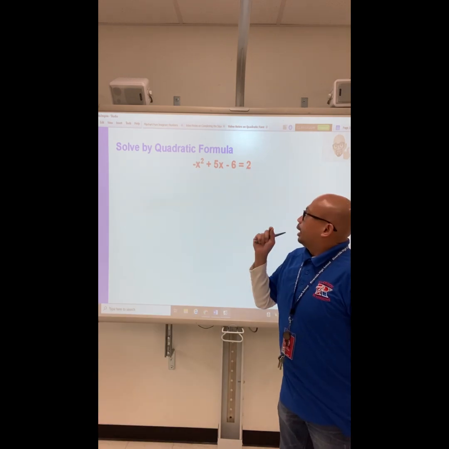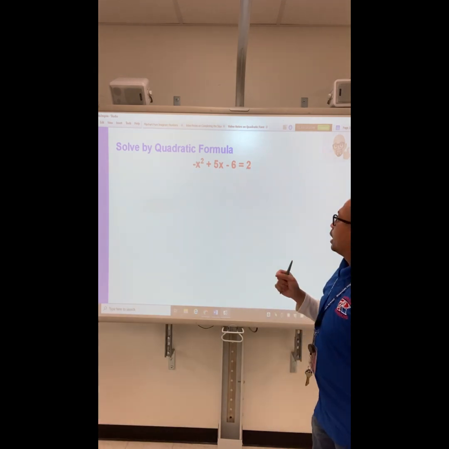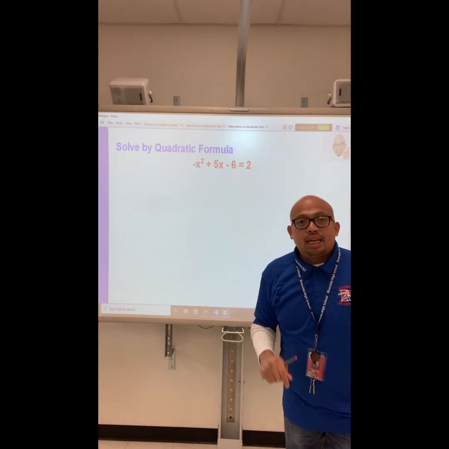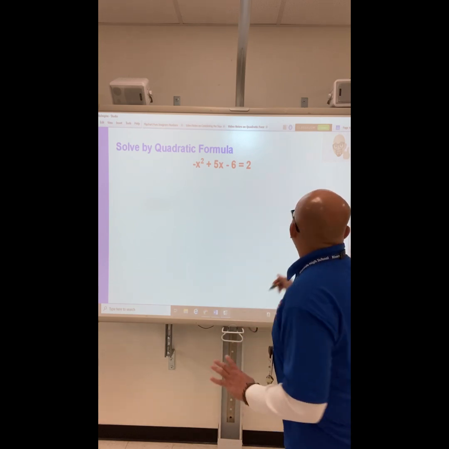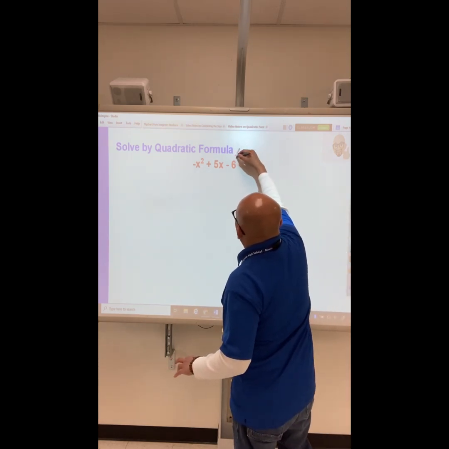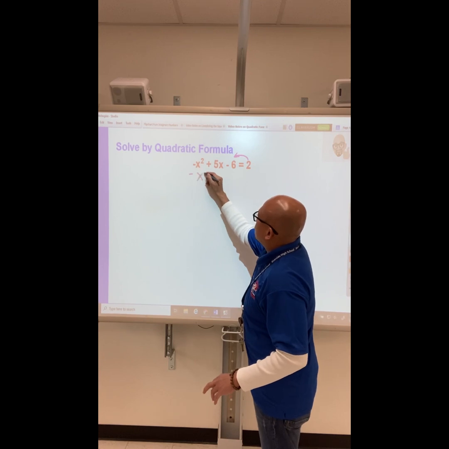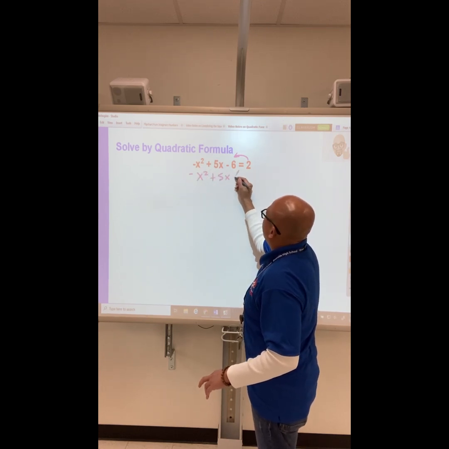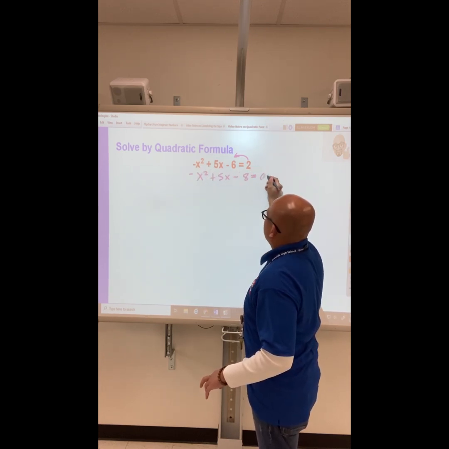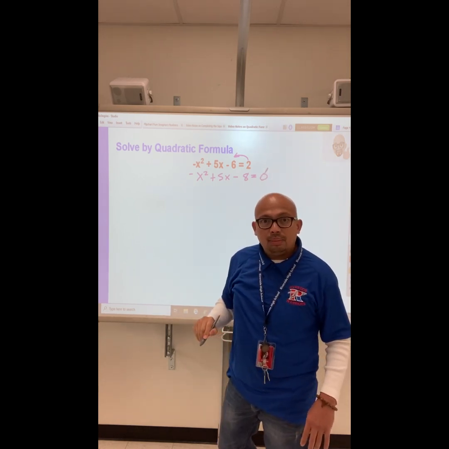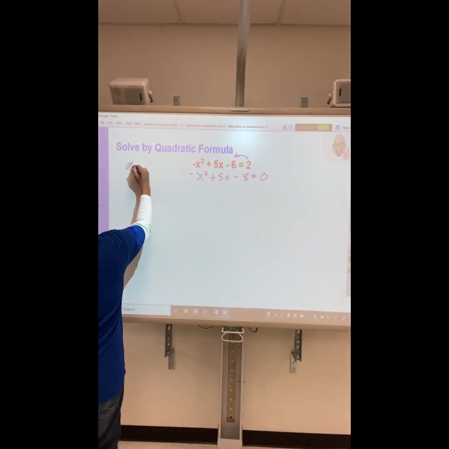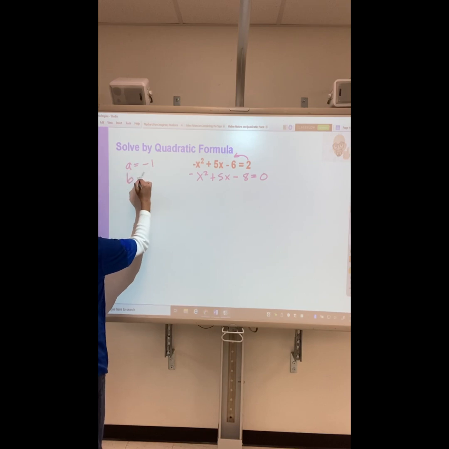Kaboom. Negative x squared plus 5x minus 6 is equal to 2. Is this equal to 0? No. So we have to work it out by moving the 2 to the left, making it negative x squared plus 5x minus 8 is equal to 0. Identify the values of a, b, and c. a is equal to negative 1, b is equal to 5, c is equal to negative 8.